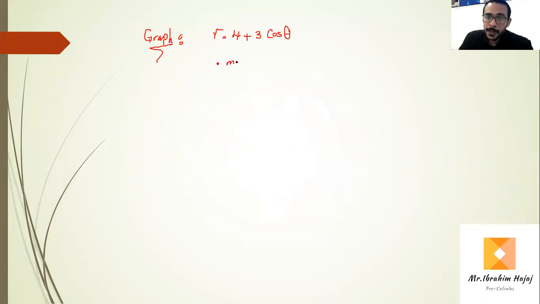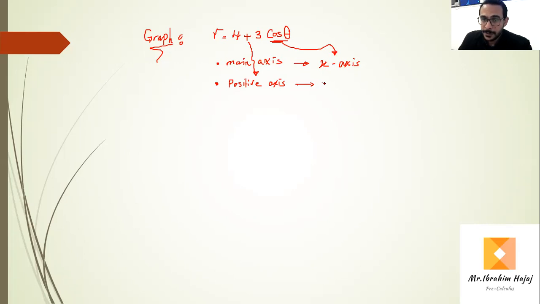To find the main axis: what's the main axis? The x-axis, because it's cosine. So we work on the x-axis. And because the sign here is positive, we move to the right of the y-axis, the positive part of the x-axis.